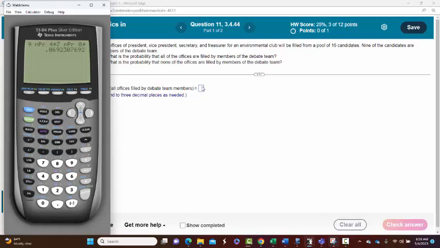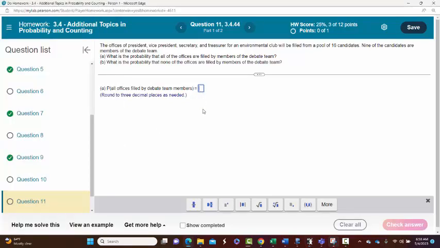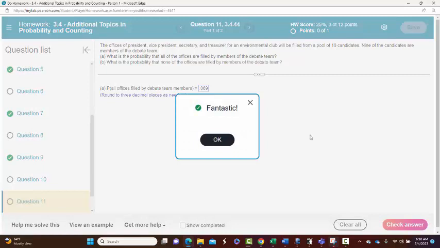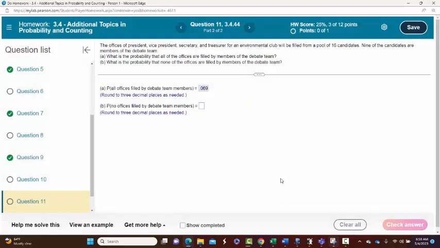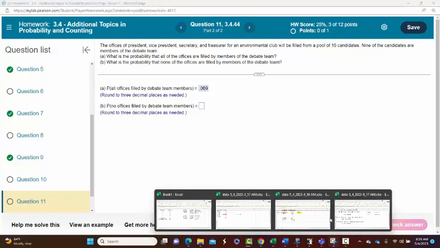Three decimal places, 0.069. Hopefully this will be right. Fantastic. Oh, okay, we got more. But I could pop that first one in Excel real quick here.